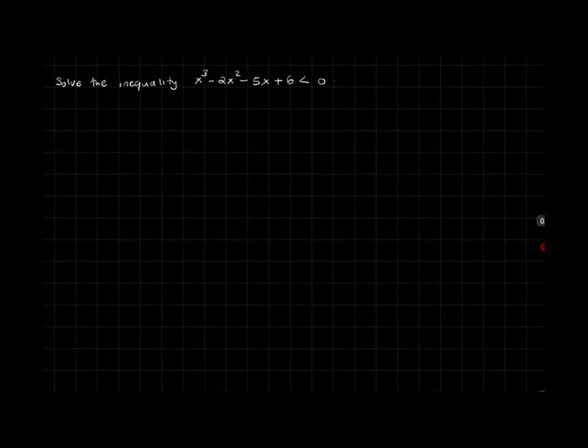Okay, solve the inequality x cubed minus 2x squared minus 5x plus 6 is less than 0. To solve this inequality, the first thing I want to do is factor this fully. I'm going to call this expression f of x, right? And if f of x is equal to x cubed minus 2x squared minus 5x plus 6, I'm going to factor this by using the remainder theorem.